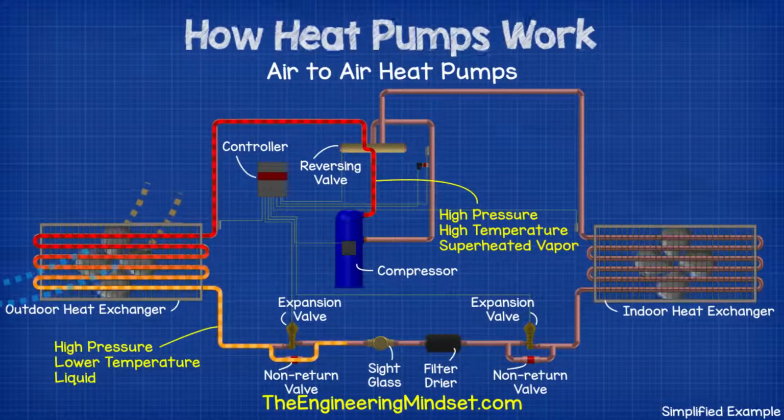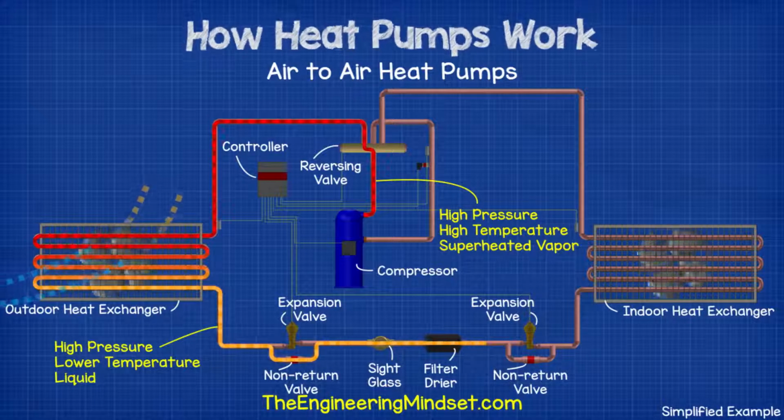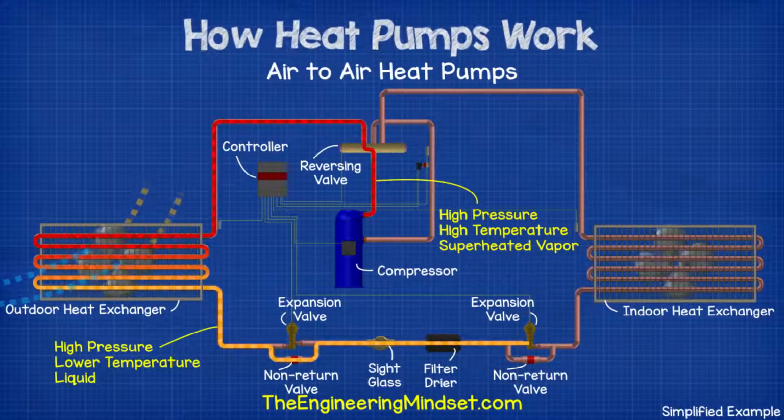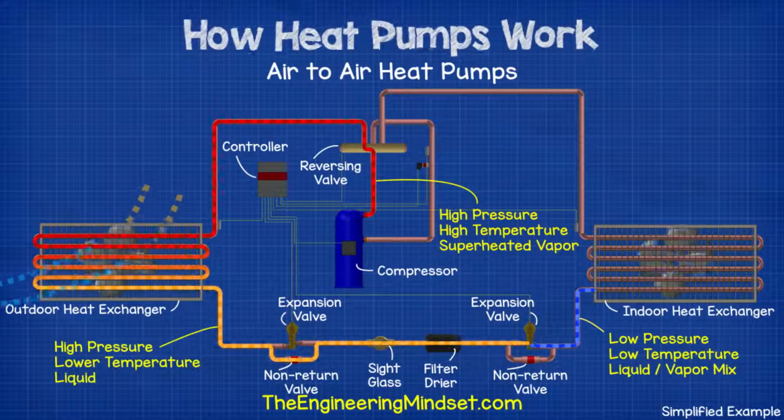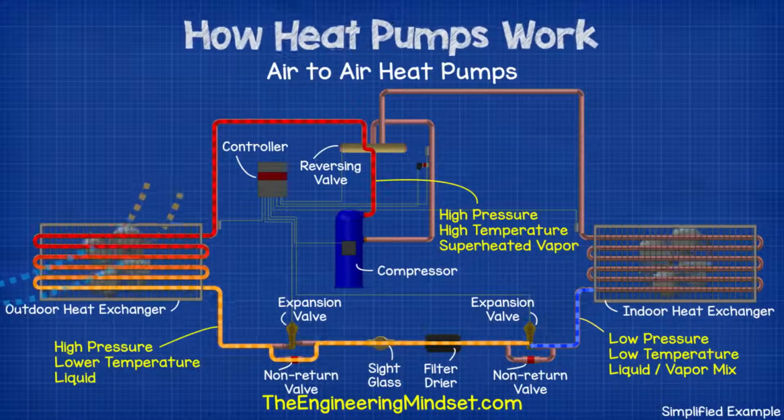It then heads to the expansion valve, but this is closed, so the refrigerant passes through the non-return valve. It then passes through the sight glass and the bidirectional filter dryer. The next non-return valve is then closed, so the refrigerant passes through the expansion valve. As it passes through the expansion valve, the refrigerant changes to a part liquid, part vapor mixture, which causes it to drop in pressure and temperature.